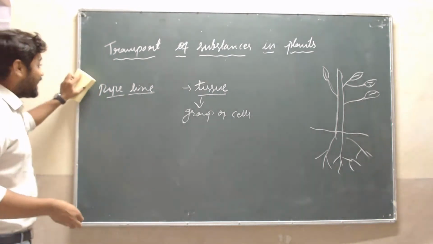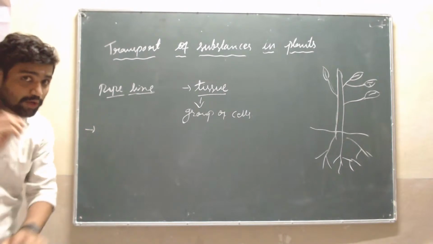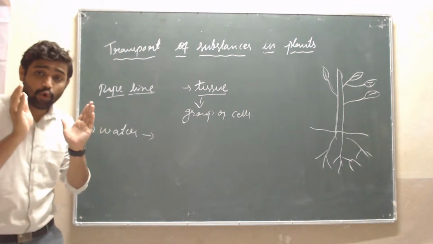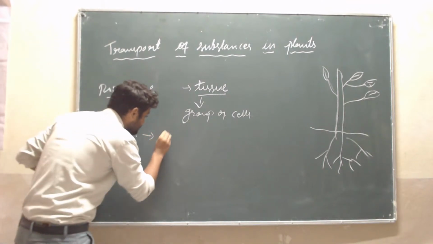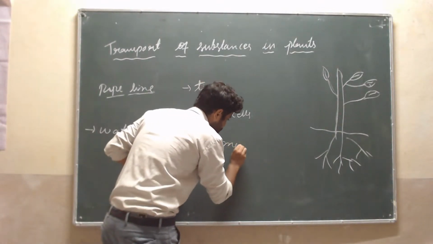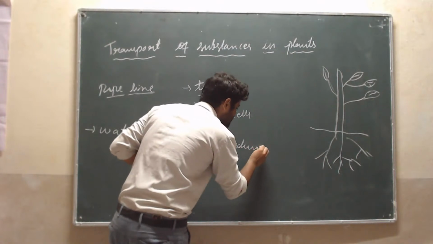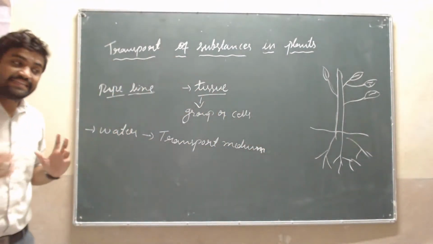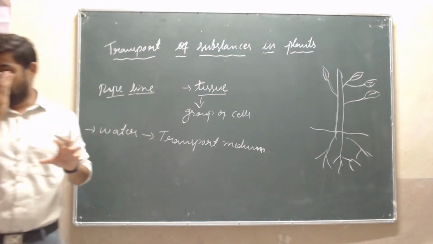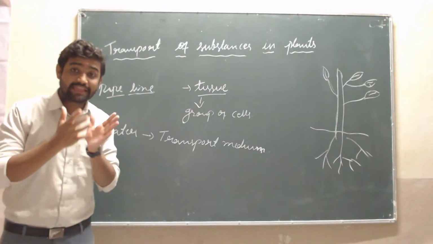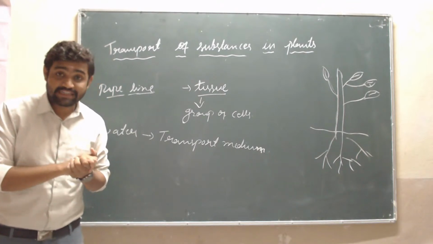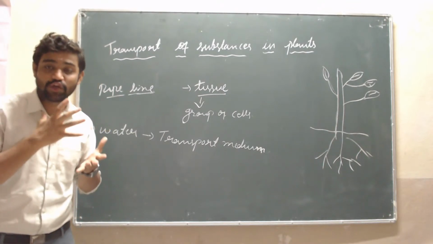One more important thing: here water is the transport medium. What is meant by transport medium, sir? We didn't understand. See here, plants do not have blood like human beings. In a human being, blood is a transport medium because it carries food, nutrients and oxygen.